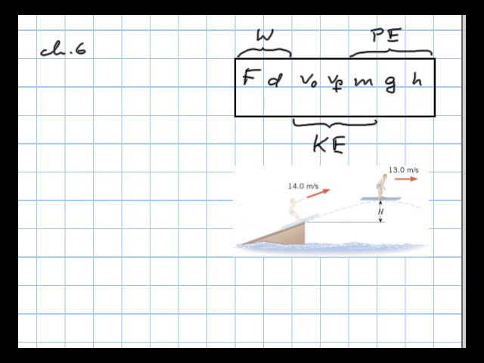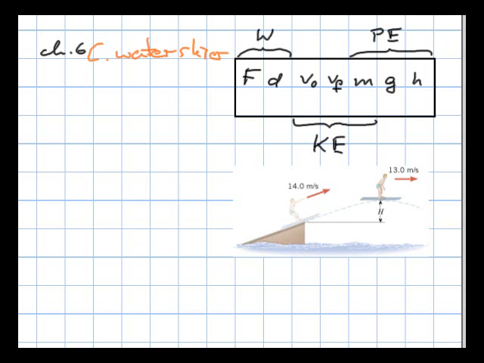This one I call problem C, apparently the water skier. Okay, and it says a water skier lets go of the tow rope upon leaving the end of a jump ramp at the speed of 14.0 meters per second. As the drawing indicates, the skier has a speed of 13.0 meters per second at the highest point of the jump. Ignoring air resistance, determine the skier's height, h, above the top of the ramp at the highest point.